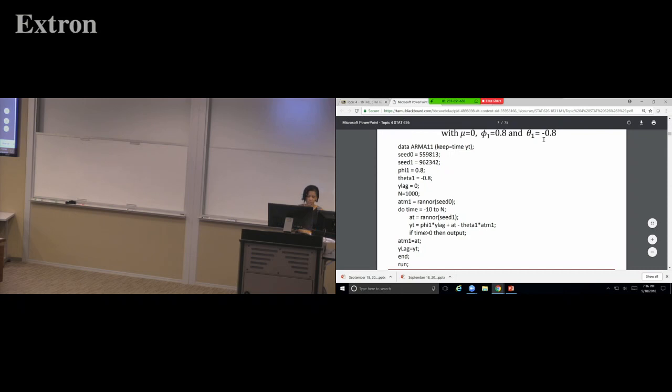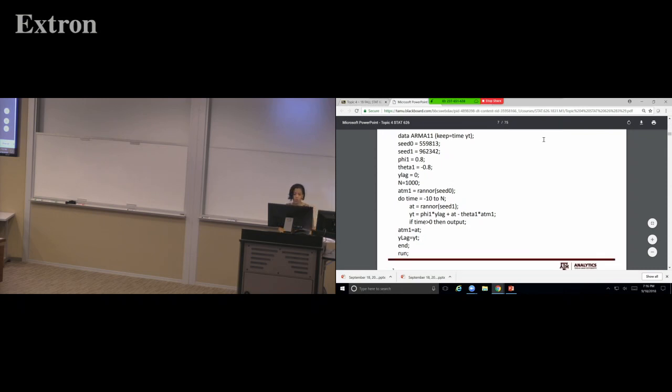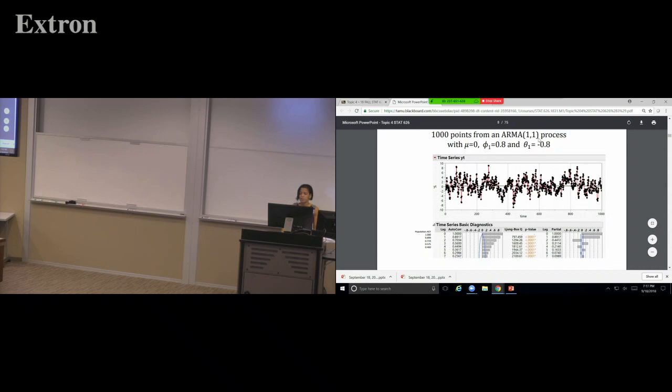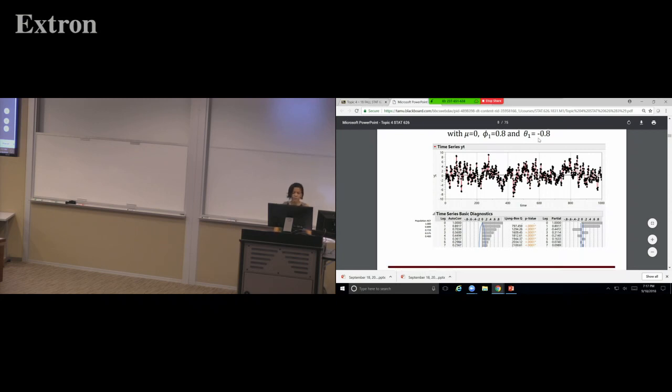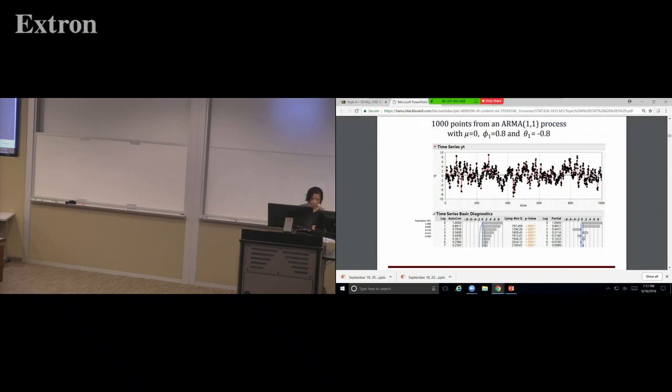So let's take a look. This is 1,000 observations from this simulated ARMA 1-1 model. Let's take a look at what this time series looks like. What I would like for you to pay attention to is the autocorrelation function and the partial autocorrelation function. What you would expect to see with an ARMA 1-1 model, and we do see, is our autocorrelation function exponentially decaying, and for our partial autocorrelation function a damp sinusoidal image. So this is our time series, simulated 1,000 points of an ARMA 1-1.